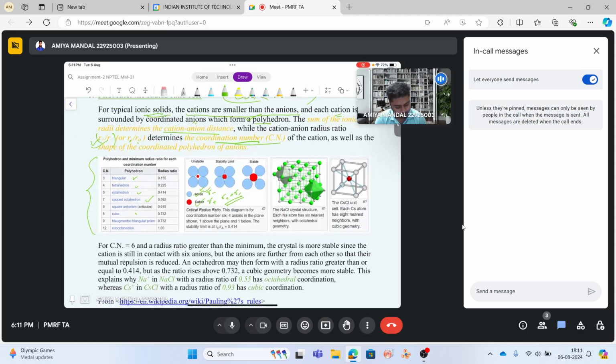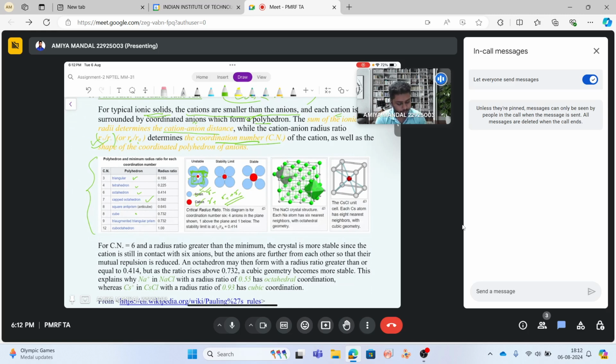You can see that for coordination number 6, in this figure, 4 ions are placed in the surface plane, and 1 is placed above and one is below. So this constructs an octahedral symmetry.